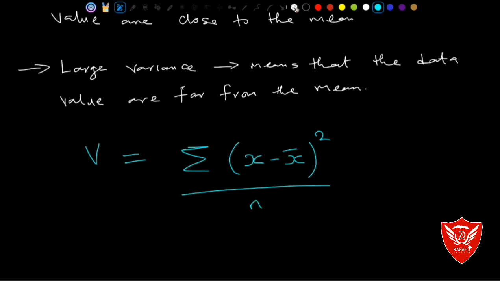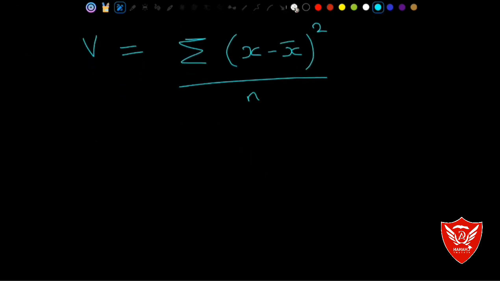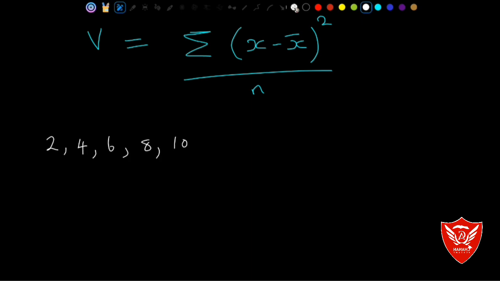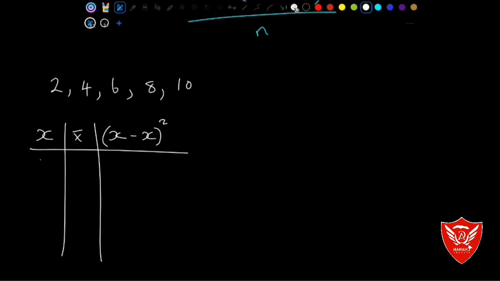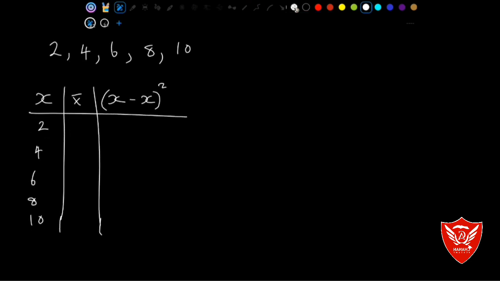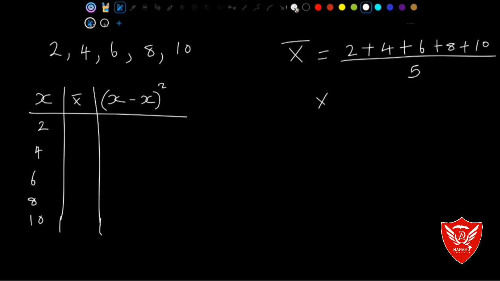So let's take an example to explain this. Suppose we are given 2, 4, 6, 8, 10, and we are asked to find the variance. The fastest way is to create a table. So now we have 2, 4, 6, 8, 10. Let's solve for the mean. The mean x bar is equal to 2 plus 4 plus 6 plus 8 plus 10 all over 5. So the mean is equal to 6.